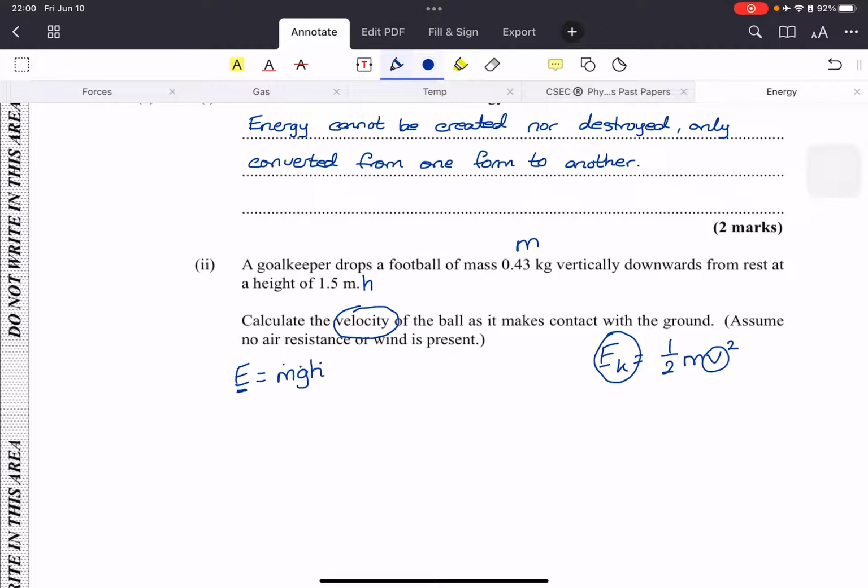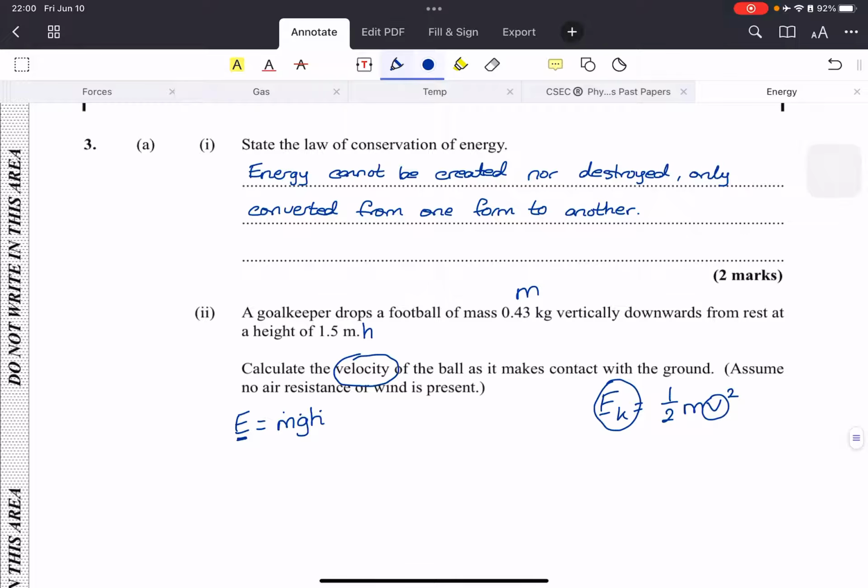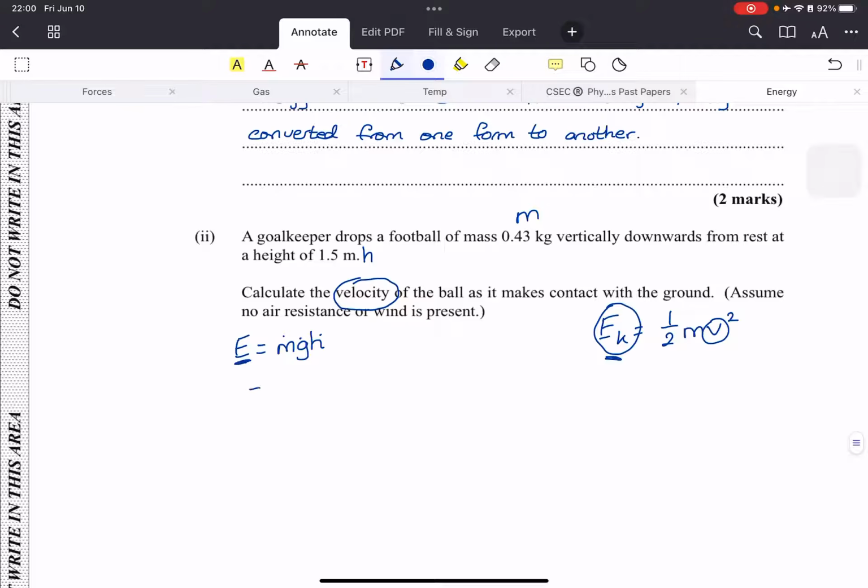And from the law of conservation of energy, energy cannot be created nor destroyed. It can only be converted from one form to the other. So as the ball is being dropped, it is just being converted from potential to kinetic. Whatever the E is in the potential, it's going to be the same E for the kinetic. So we calculate the potential energy first, and we use that in the kinetic formula to find our v.